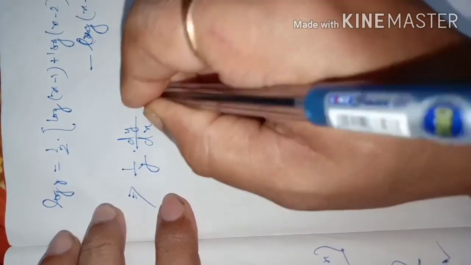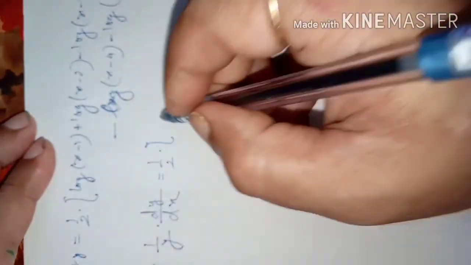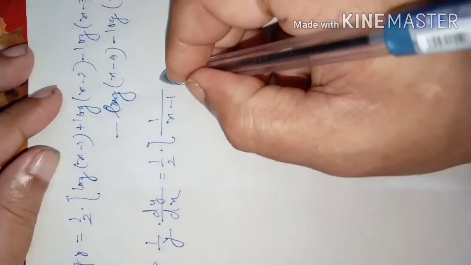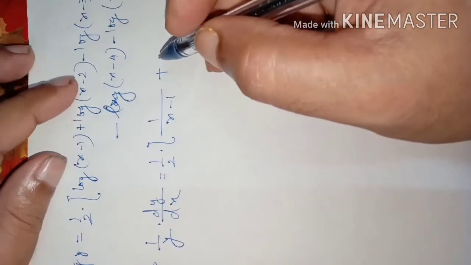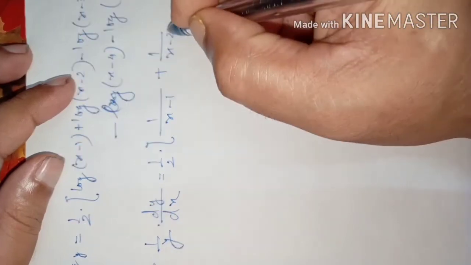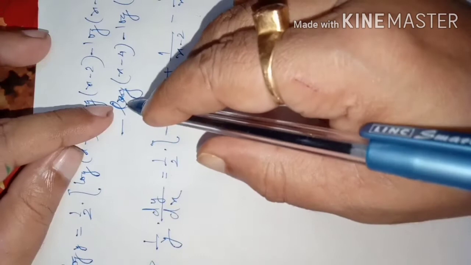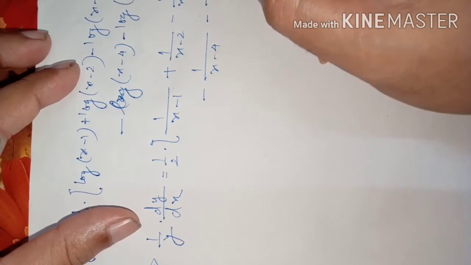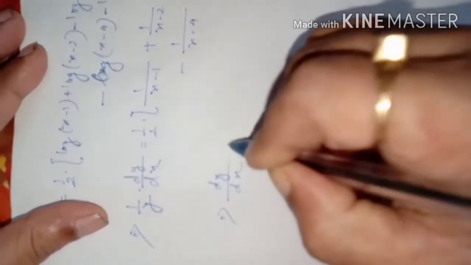On the other side, half into, big bracket starts, derivative of log of x minus 1 is 1 by x minus 1. The derivative of log of x is 1 by x, and the derivative of x minus 1 is 1 only, no need of taking. The derivative of log of x minus 2 is 1 by x minus 2, minus 1 by x minus 3, minus 1 by x minus 4, minus 1 by x minus 5. Now from here we extract only dy by dx. So dy by dx is equal to y goes there.